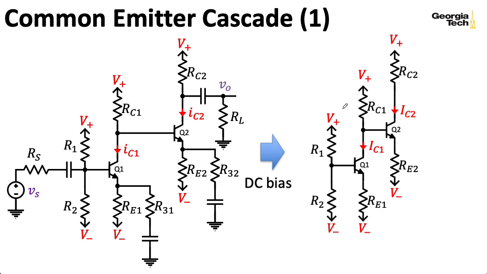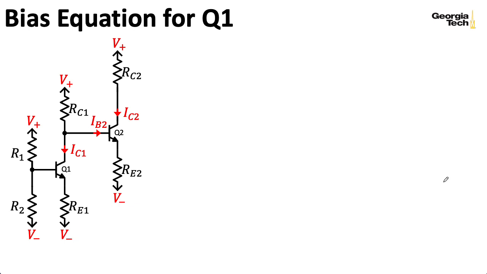So the DC biasing here is more complicated. In the previous three slides, we had the same biasing configuration, and it basically was the stuff over here with R1, R2, and RC1 and RE3. But now we have all this complicated stuff associated with Q2 and the resistors hanging off of it. So I'm going to have to find IC1 and IC2, and that's going to be a little bit more complicated than the sort of things we've done before. All right, so let's go ahead and write our bias equation for Q1, and then we'll write a bias equation for Q2, and then we'll see how these equations interact.